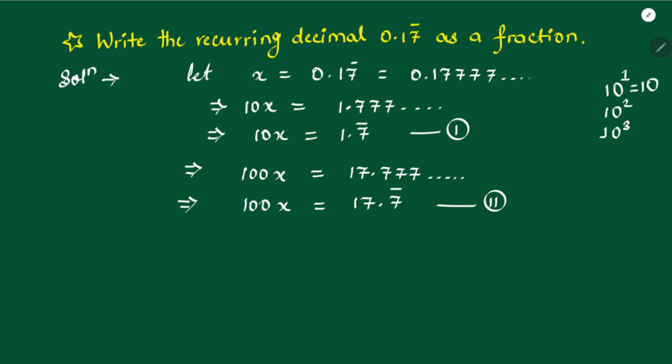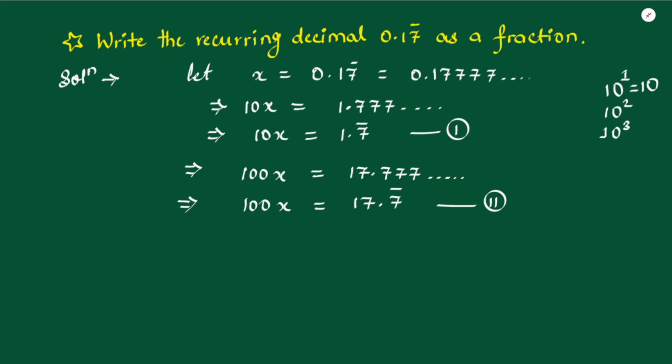The aim here is to find the same repeating digit after the decimal. See clearly here in equation 1, after the decimal I have 7 recurring, right? In the same way, equation 2 also has 7 recurring. So if I subtract these two equations right now, the part that is written after the decimal will get cancelled out. So that is our aim for this question. That is how we will solve this.